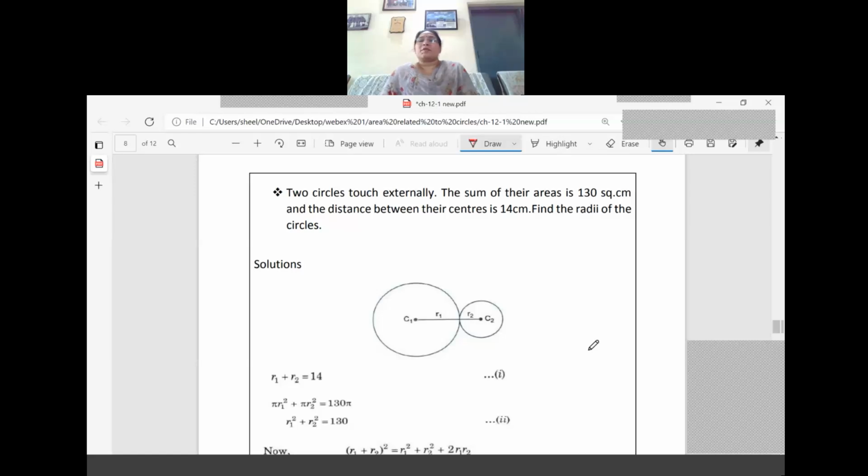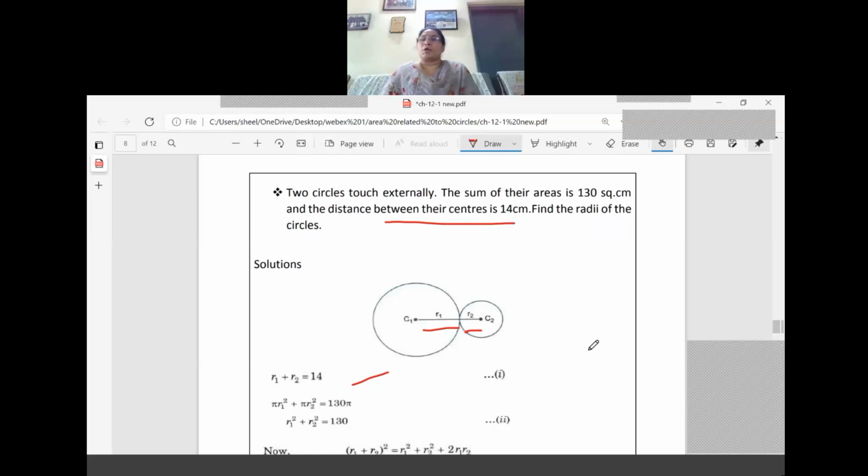The distance between their centers is already marked in the diagram, with R1 as well as R2, so it is the sum only. From the center here, R1 is one part, and the remaining distance is R2. So what is the distance between the two centers? It is equal to 14 only. So from the diagram itself we can make out that R1 plus R2 equals 14.